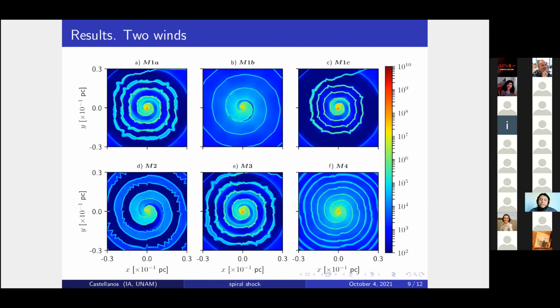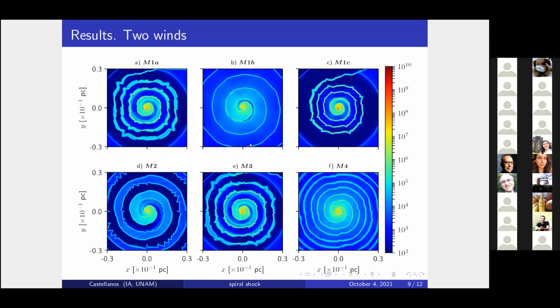regarding the two wind cases, as we can see from all these maps, a spiral structure has developed in all cases. Notably, we can fit all of this by a single or double Archimedean spiral. I don't know if this result is expected, but we obtained it.